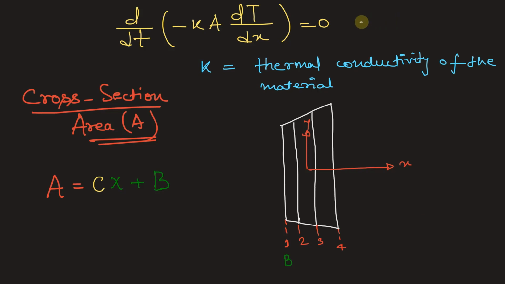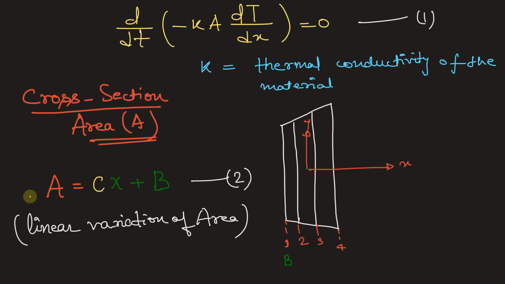Let our first equation be equation number 1, and the second equation of area be equation number 2, where this is the linear variation of area. Now this is where you can pause the video. Using the given information in the problem and the concept explained here, you can try to solve this problem by yourself. If you need any help further, obviously you can resume the video.